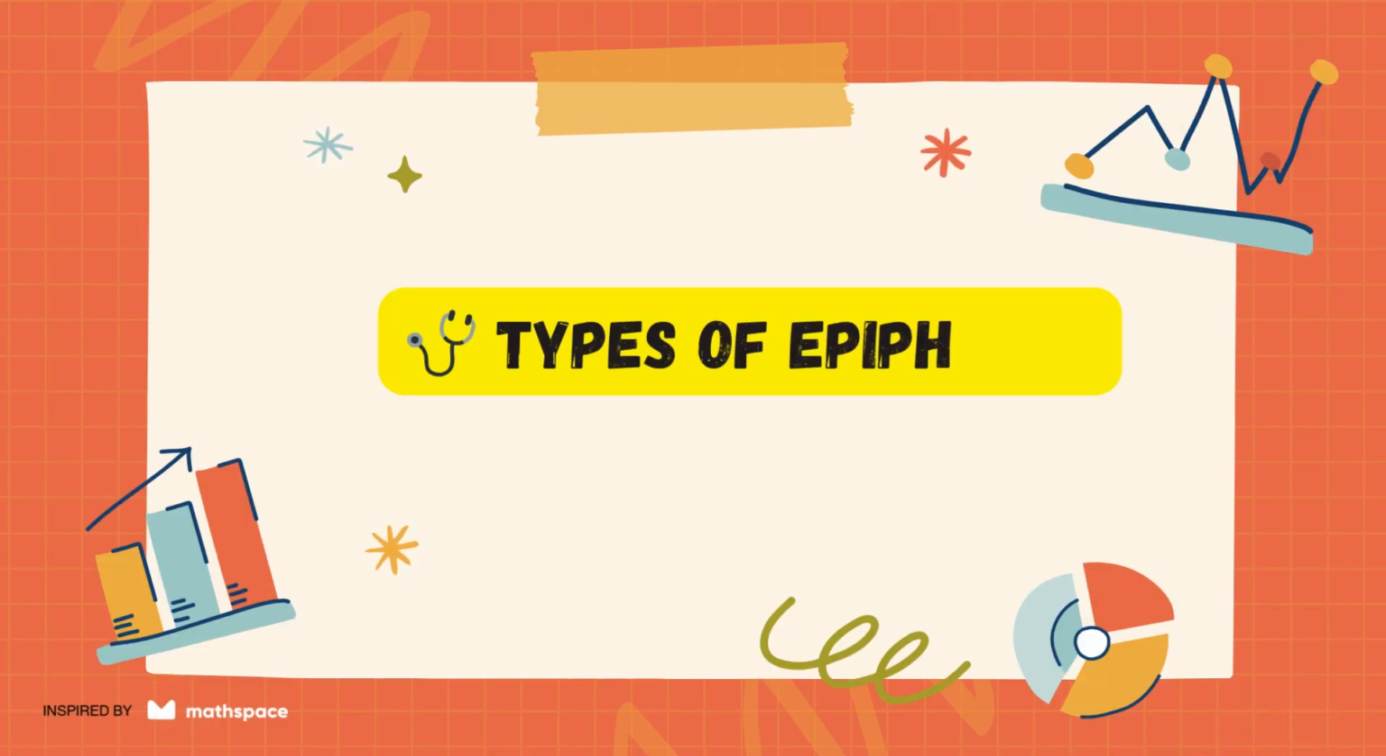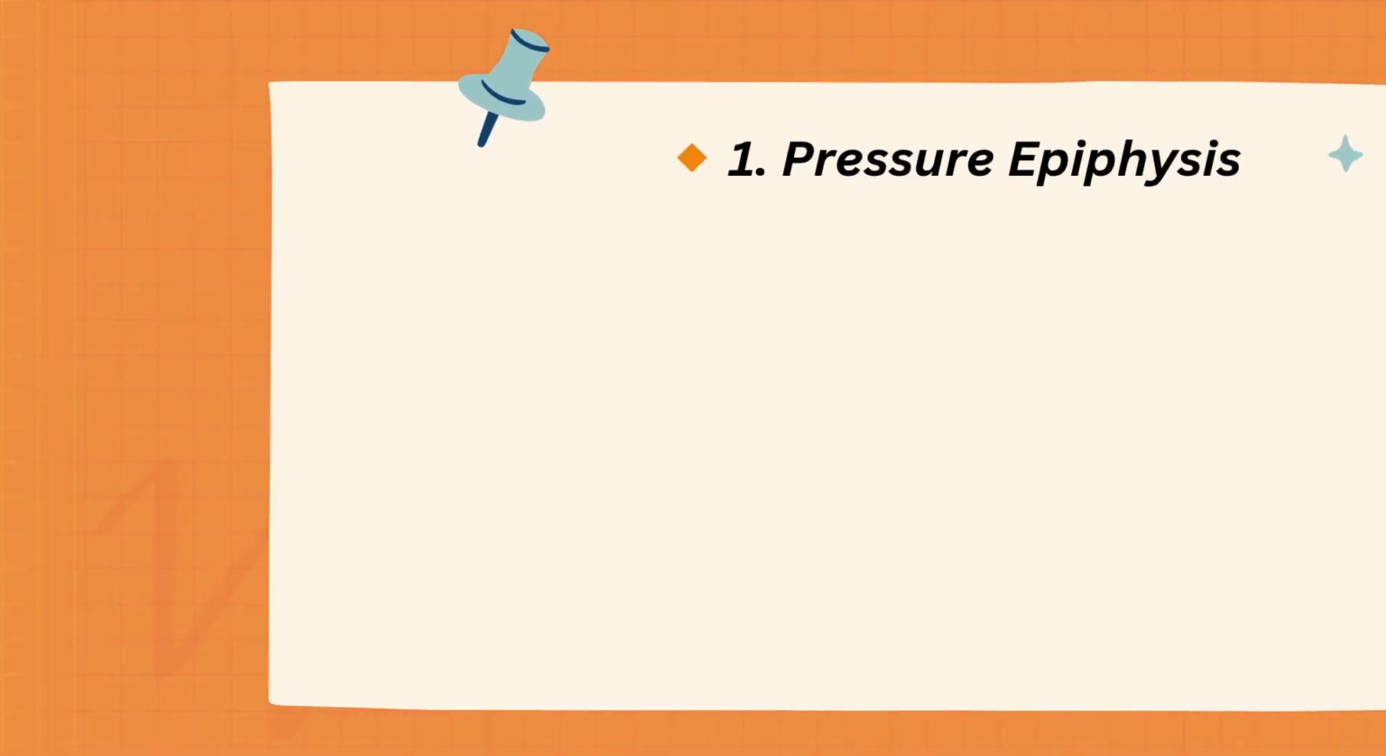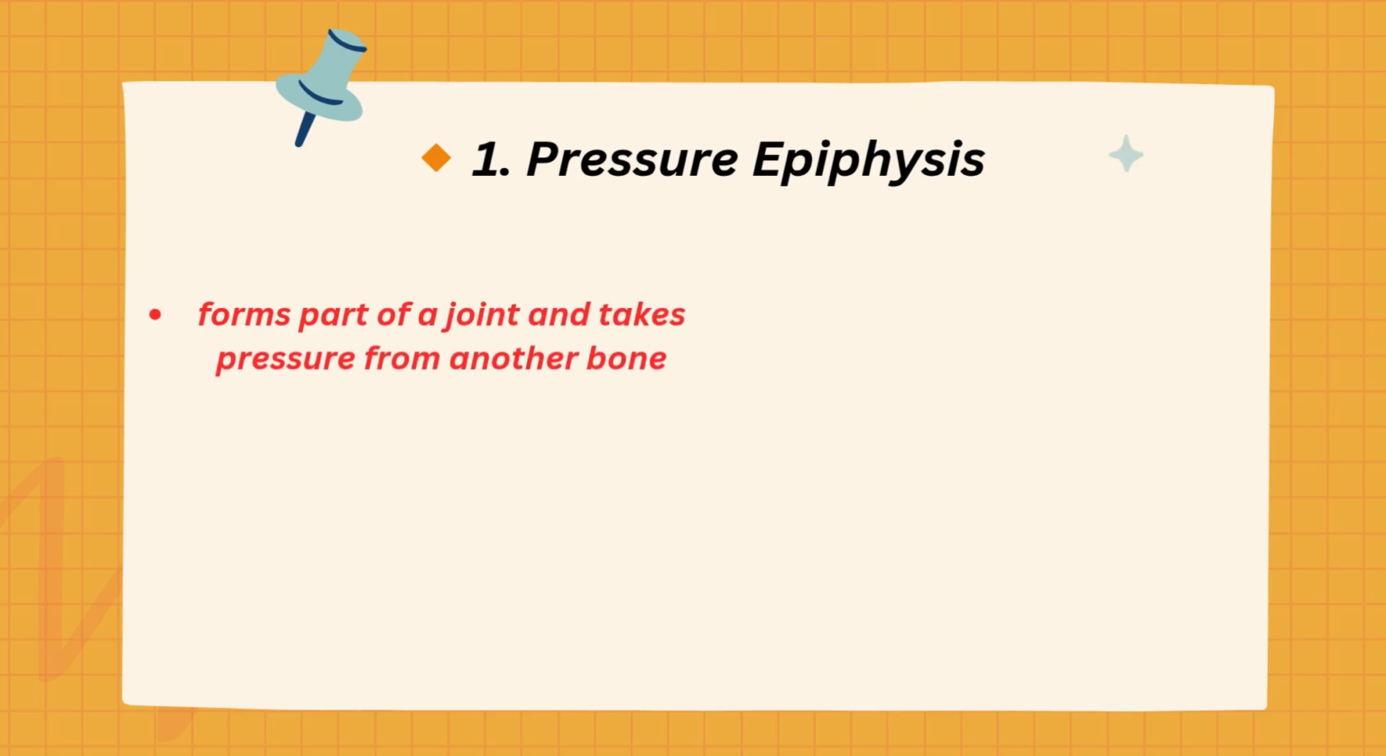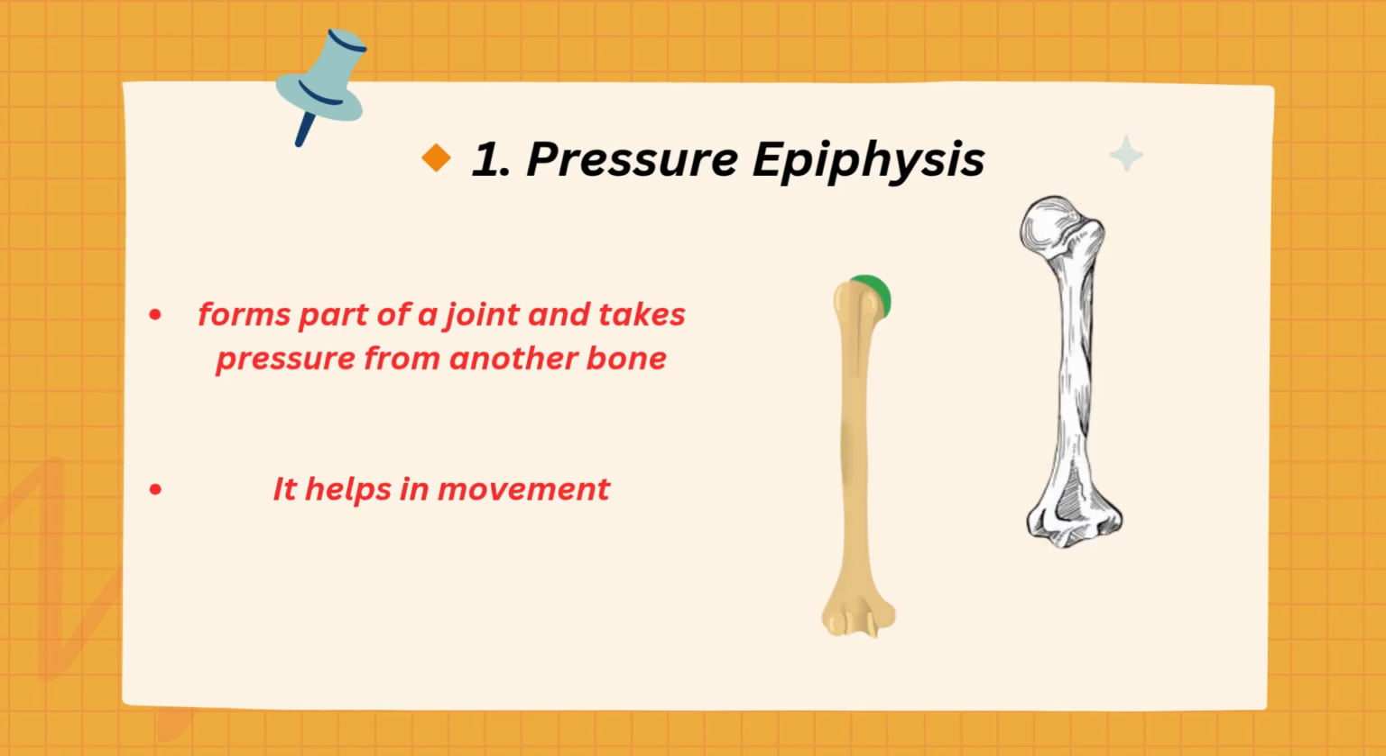Types of epiphysis. Now finally, let's learn about the types of epiphysis. This part helps you understand how bones grow and function at the joints. 1. Pressure epiphysis. This epiphysis forms part of a joint and takes pressure from another bone. It helps in movement. Examples: head of the femur or humerus.